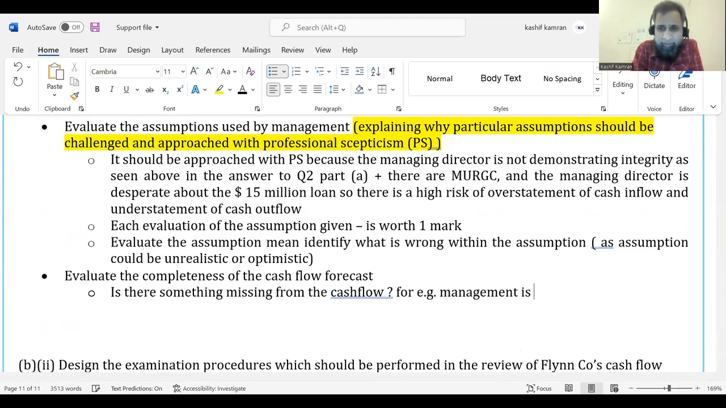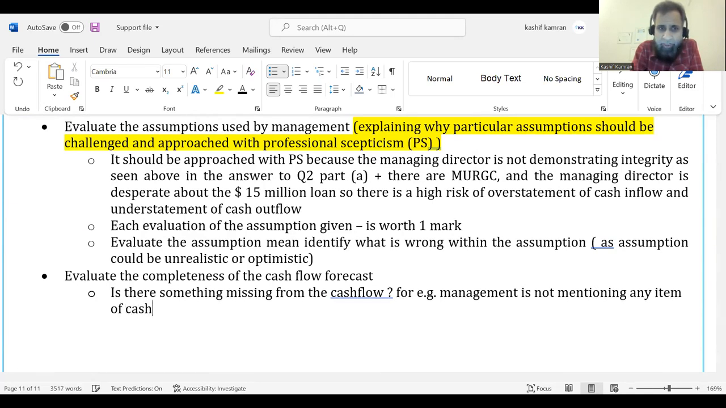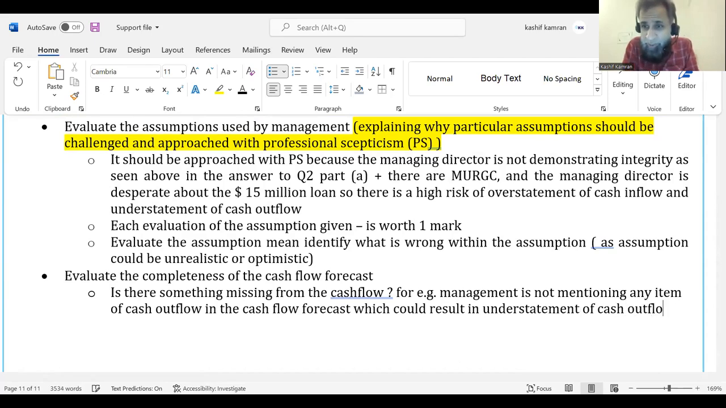management is not mentioning any item of cash outflow in the cash flow forecast, which could result in understatement of the cash outflow. Does the management want to omit an item which results in an outflow? Is that the intention of the management? Completeness means something omitted from the cash flow.